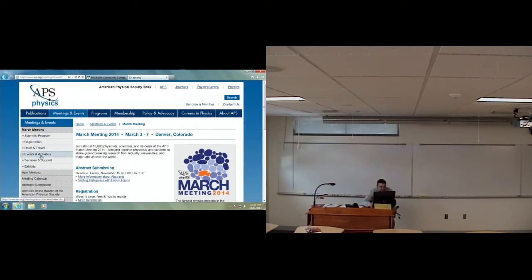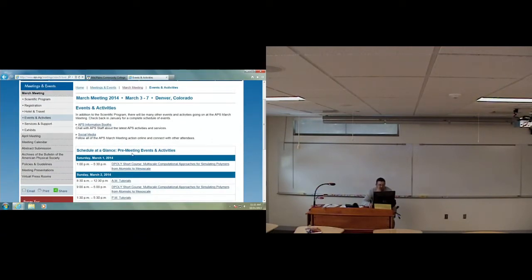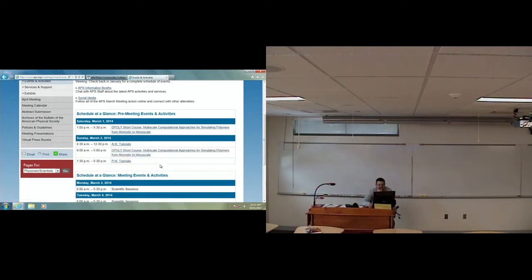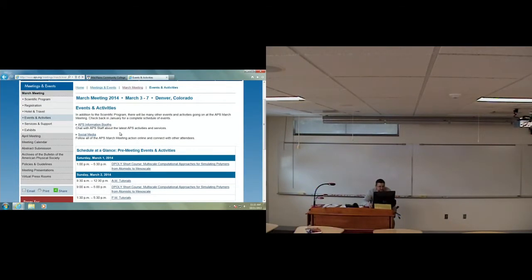Here, let's look at the events and activities, because I didn't know this was in Denver, so I got to figure this out. So they have information booths, stuff on social media. They have some tutorials going on. They have a short course in multi-scale computational approaches for simulating polymers from atomistic to mesoscale. Wow, cool. And then they have all these sessions where people are going to give talks. For nearly a week, they're giving talks. So that's huge.